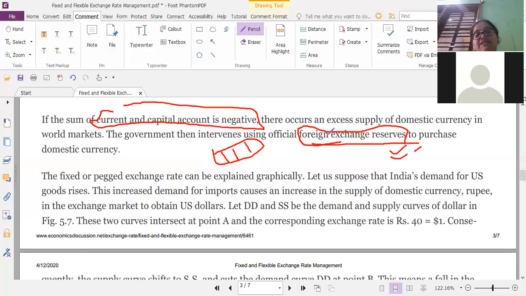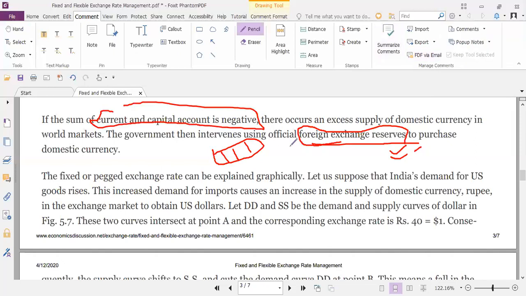And India has got very good foreign exchange reserve right now. I mean, since some years, this foreign exchange reserve has been increasing consistently. So this is a very good sign for India economically.